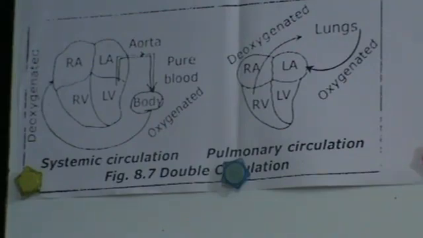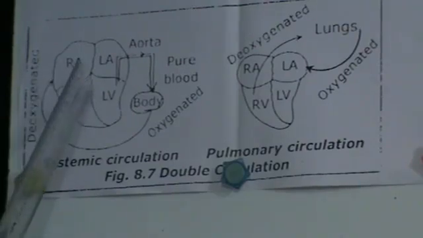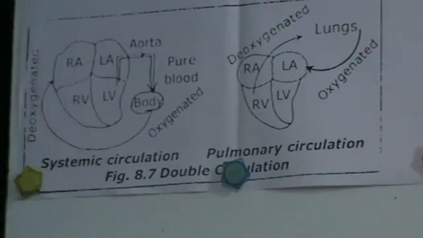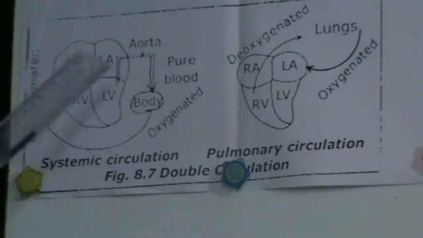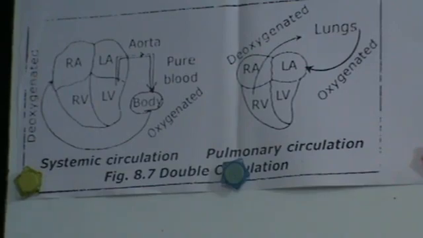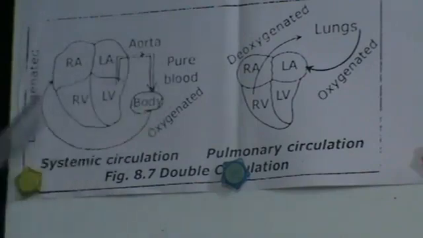What is the systemic circuit? In the systemic circuit, pure blood from the left ventricle is transported to different parts of the body through the aorta. Now, the deoxygenated blood from the body is transported back by the veins to the right auricle of the heart. This particular circuit is called the systemic circuit.